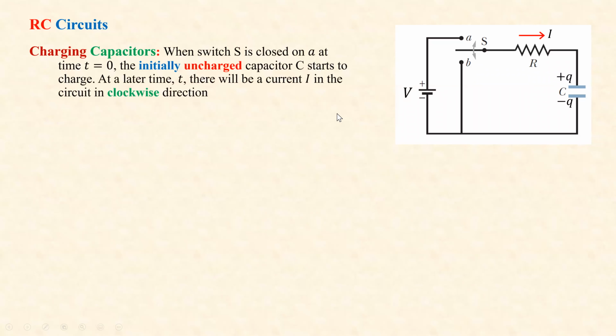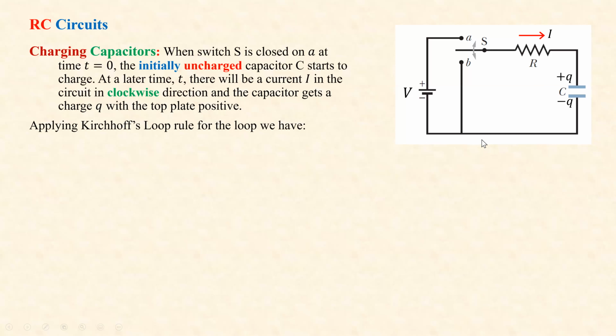C starts to charge. At a later time, t, there will be a current I in the circuit in clockwise direction. And the capacitor gets a charge Q with the top plate positive. So some charge goes here, and of course it starts charging. At a later time, this has some charge, then we have some current, and we want to see how we can write the charge as a function of time, for example, or the current as a function of time.